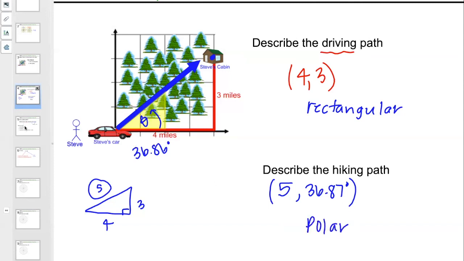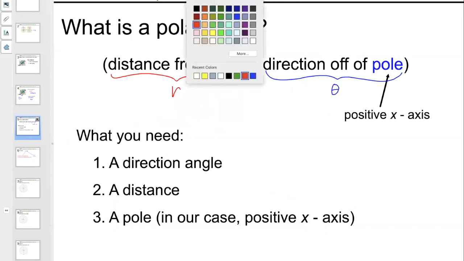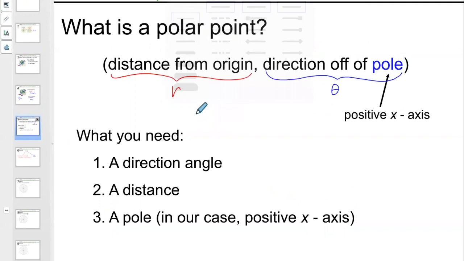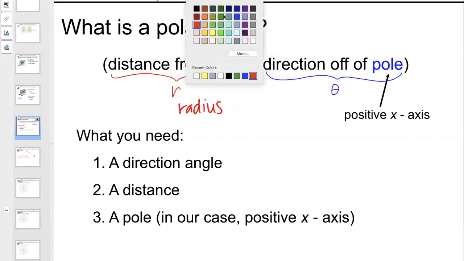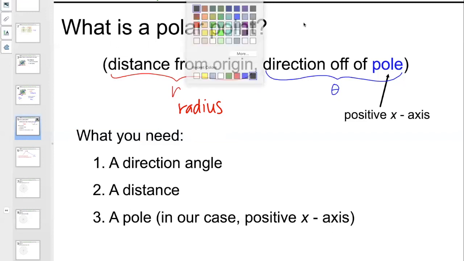Let's go ahead and look at what makes up a polar point. The first thing, like we talked about, is the distance from the origin. How far away is the point in a straight line segment from the origin? We're going to call that r, or the radius. And then we have how far it rotated off that pole. In our case, the pole is always going to be the positive x-axis.